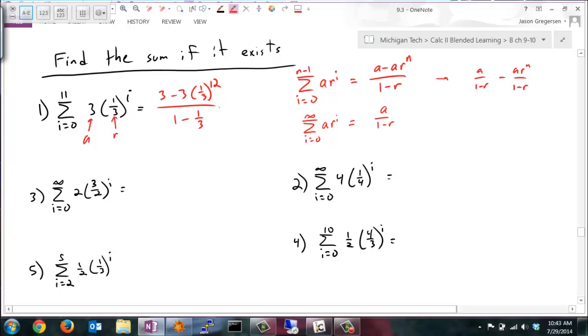Okay, so now let's just simplify this a little bit. In the denominator, I get 1 minus 1/3 is 2/3. Instead of dividing by 2/3, I'm going to multiply by 3/2.